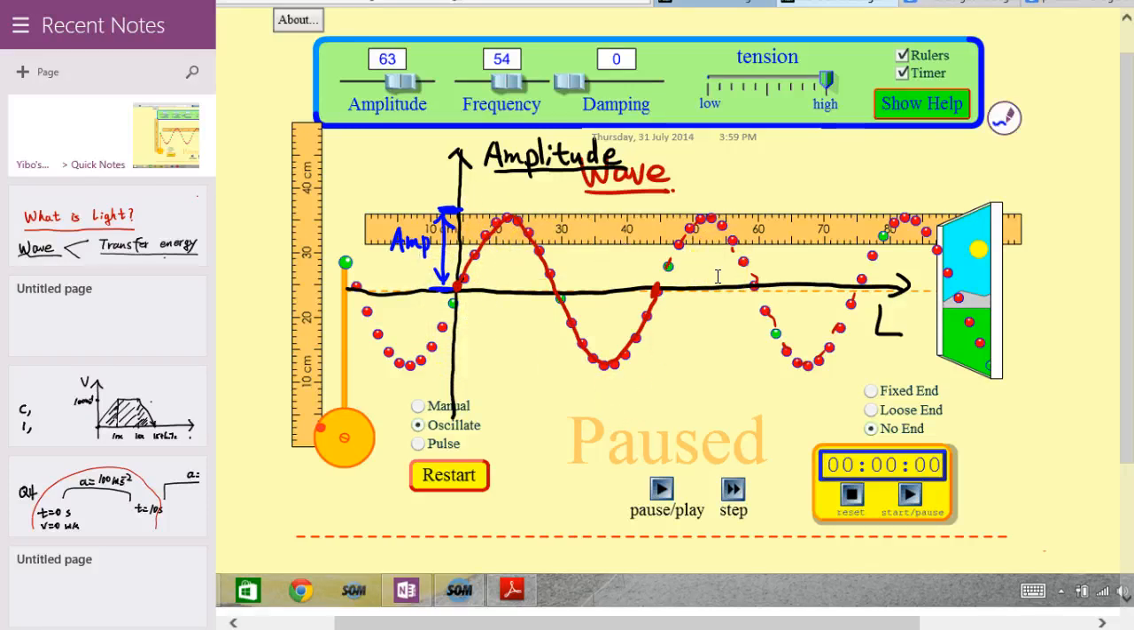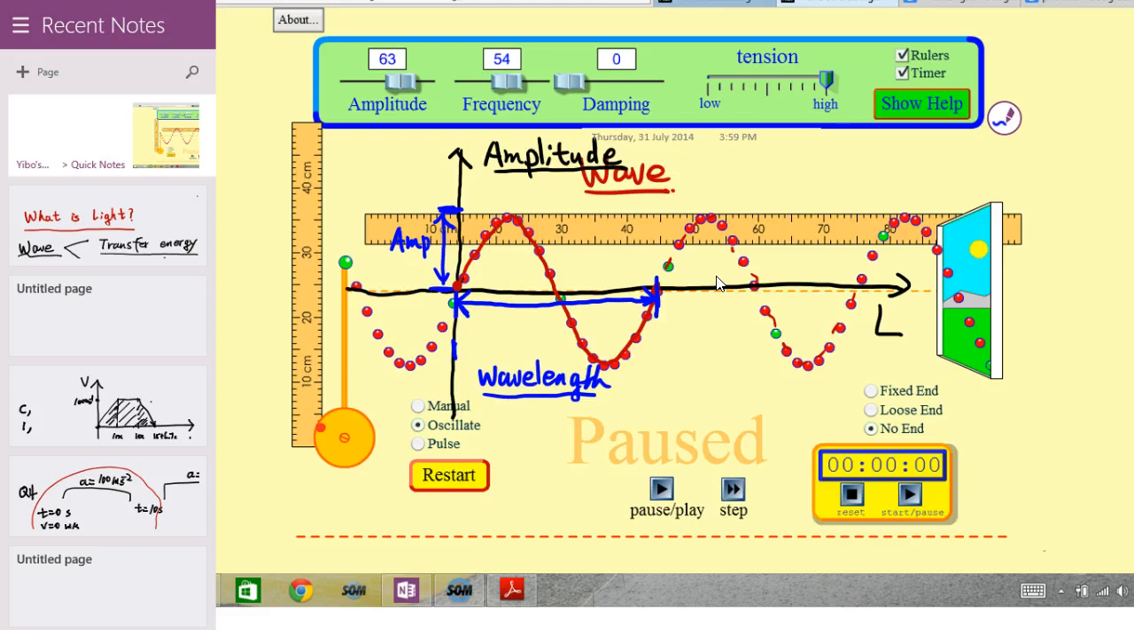Now, the important part is this. The length of one cycle of a wave is called the wavelength. It has a symbol of lambda, a Greek symbol. So when I write down the symbol, you know that I'm going to talk about wavelengths, which are measured in meters, centimeters, or millimeters.